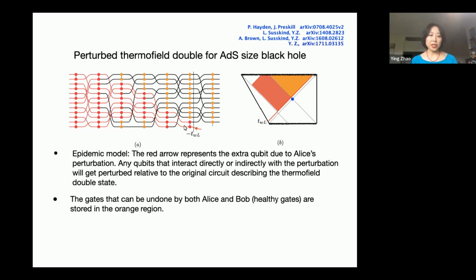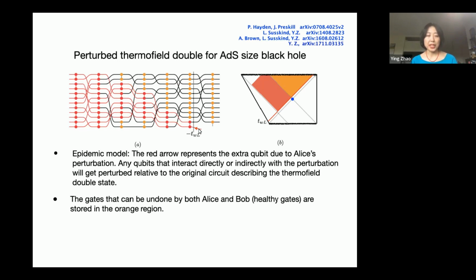Because all these qubits and gates are affected by this extra one, they can no longer be undone from the right-hand side. They can only be undone from the left-hand side. But for the purpose of this talk, I will mostly focus on these orange gates. Notice that the dynamics is k-local. When I say k-local, I mean at each time step, each qubit only interacts with k other qubits, where k is an order one number. This is modeled on properties of a matrix model.